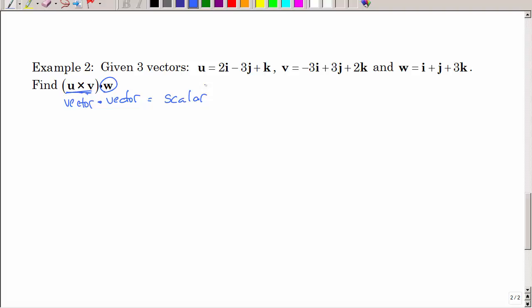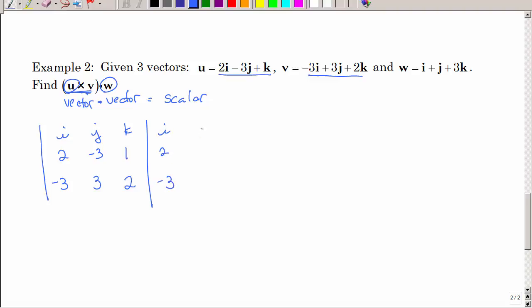So let's set up our cross product. Either way, you have to write the 3 by 3 determinant. So it starts with i, j, k. Order matters, so I want u first. So I put those numbers, 2, negative 3, 1. Then v. Okay. So I'm going to choose the diagonal method. Being very careful, I hope.